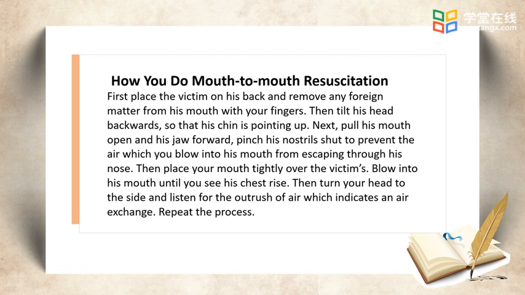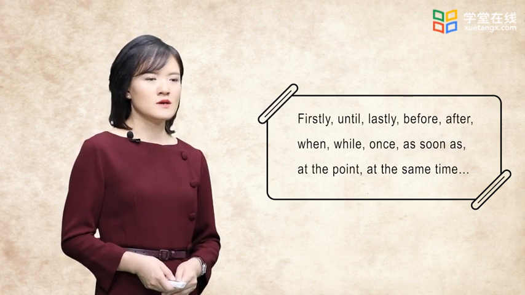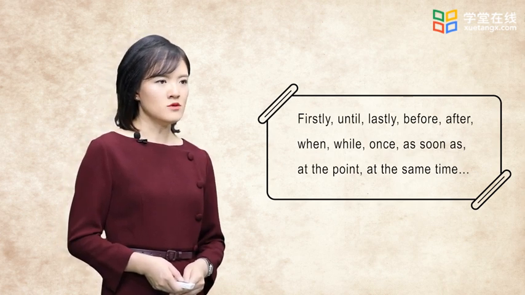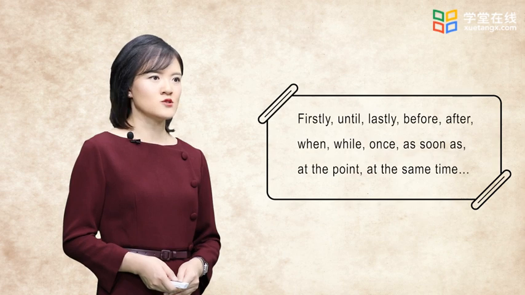Now, pick up the signal words that indicate the paragraph is developed in chronological sequence. Yes, the signal words include first, next, then, until, and then again. So can you come up with more words and phrases which signal a time sequence in a paragraph developed through process? Yes, we have firstly, until, lastly, before, after, when, while, once, as soon as, at the same time, and so on and so forth.